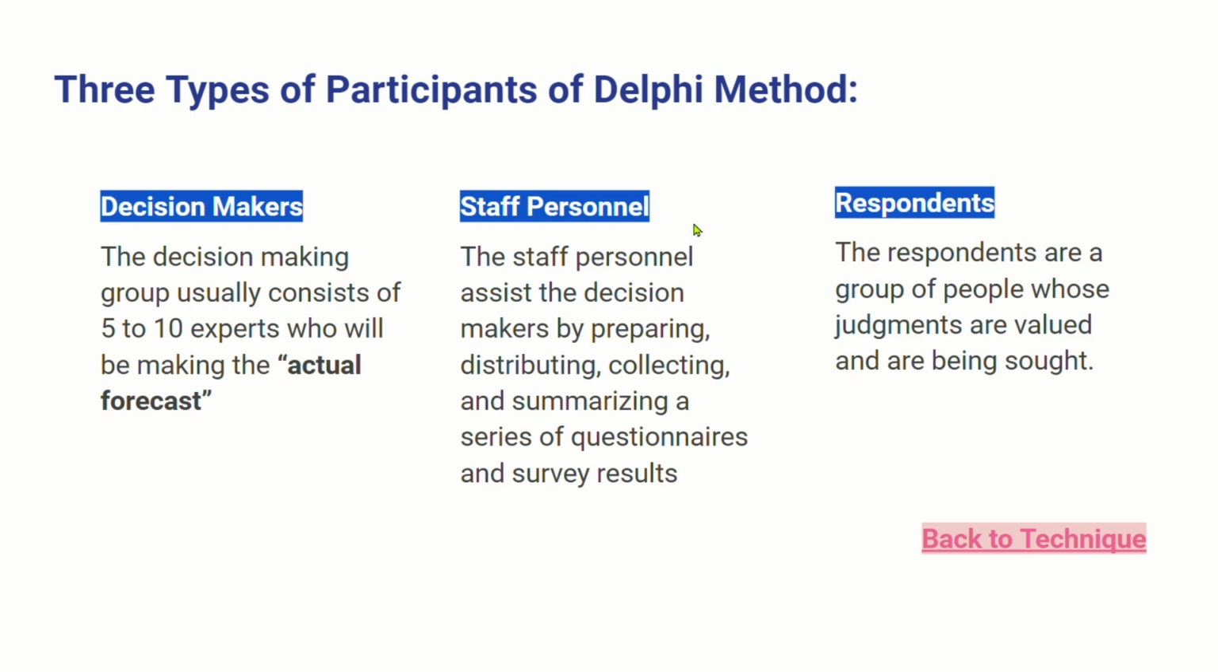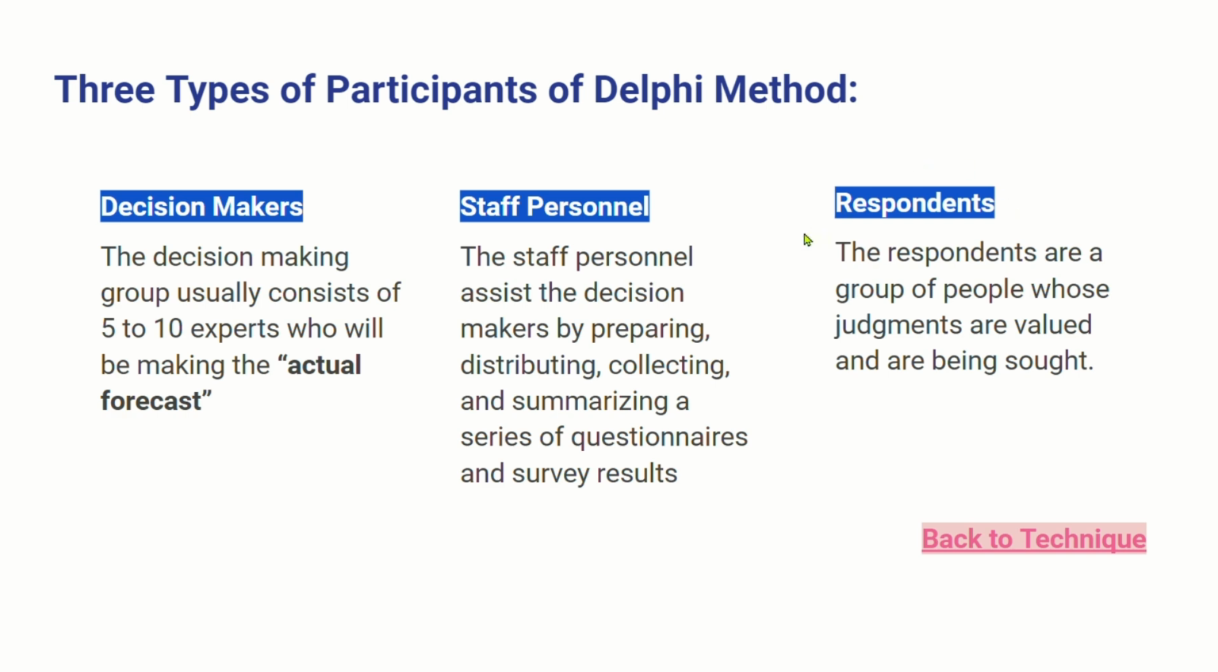We also have the staff personnel who will assist the decision makers by preparing, distributing, collecting, and summarizing a series of questionnaires and the survey results. And last, we have the respondents. The respondents are a group of people whose judgments are valued and are being sought. This group provides input to the decision makers before the forecast is made.